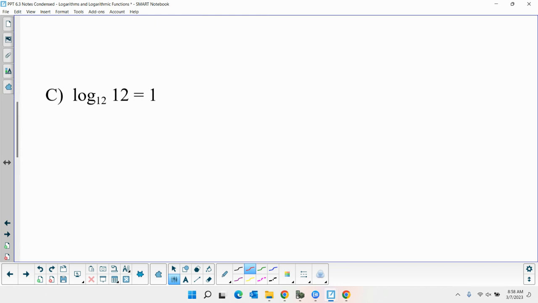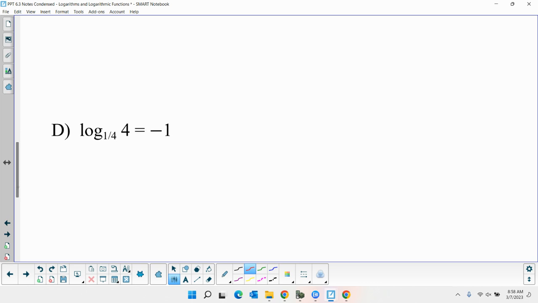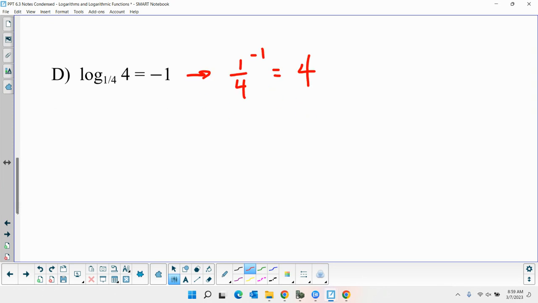Ethan. 12 to the first. 12. Good. We're getting the hang of it? Birthday girl. Good. Again, log base 1/4. That means it's 1/4 to the negative first power equals the number 4. Questions? I think that's it for that slide.